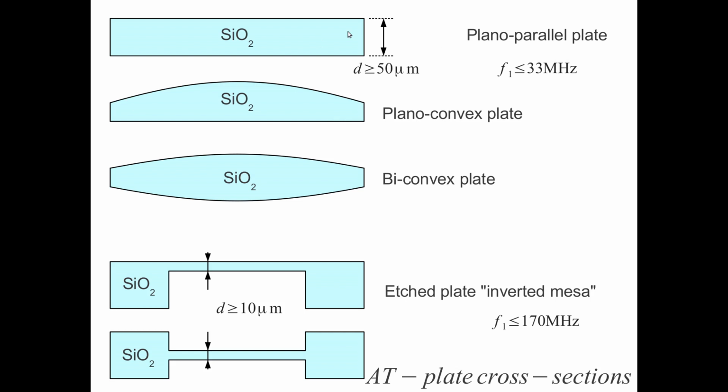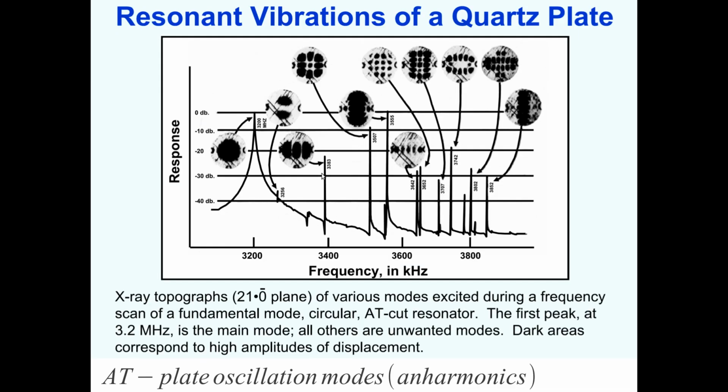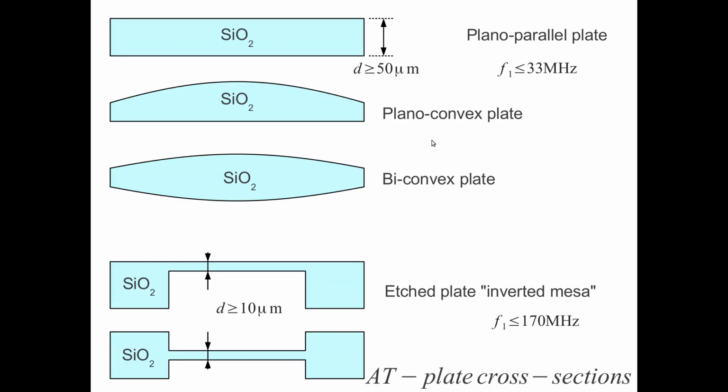So if we have a plano-parallel plate with two parallel sides, we get some of these modes. But if we have a plano-convex lapping or biconvex lapping of the quartz plate, we get other modes. So it's possible to influence the anharmonics with the shape of the plate.